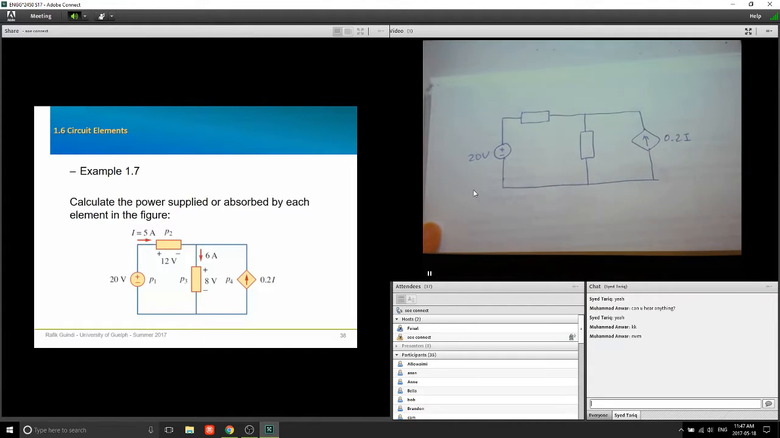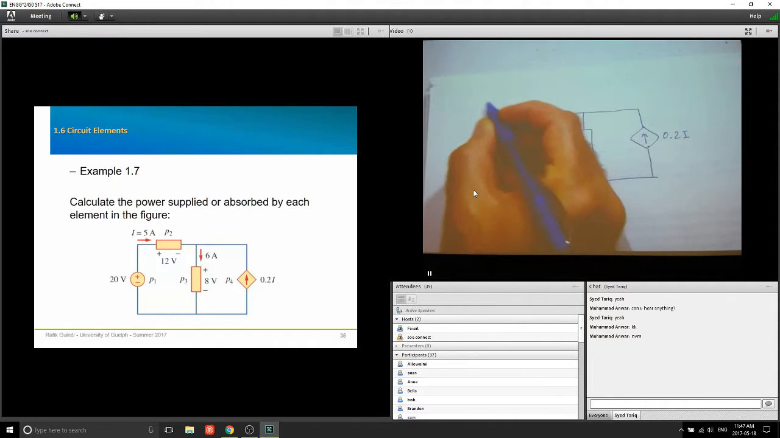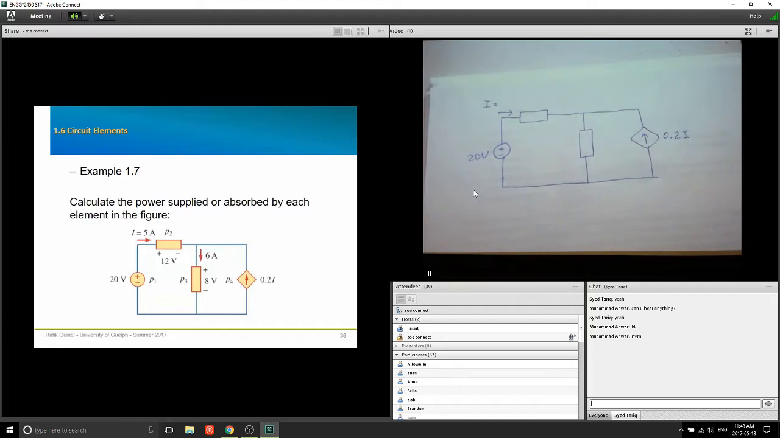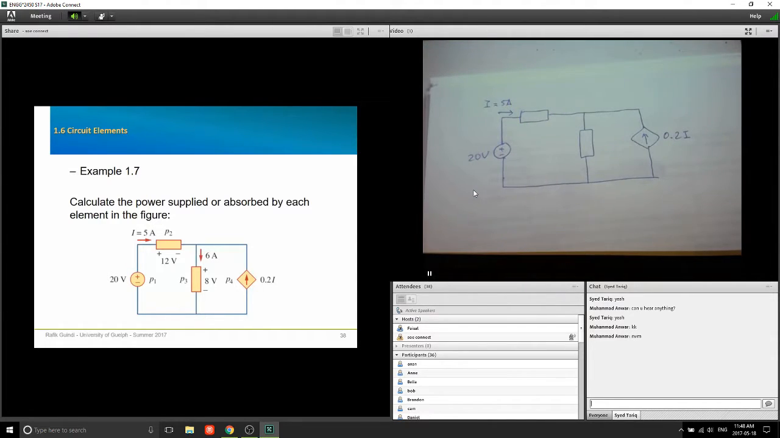and 0.2 I. Now, what kind of element is this one? Is this a voltage source or a current source? It's a current source. From the arrow, you know it's a current source, and you have the direction of flow of the current. But this value of current is not independently specified. It's not an independent current source. The current is equal to 0.2 I, and I has to be given somewhere. I is given here. They even tell you the value of I. It's 5 amps.